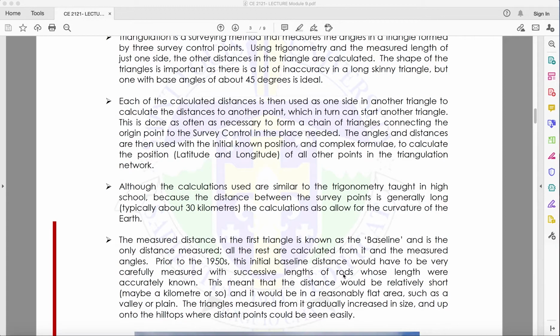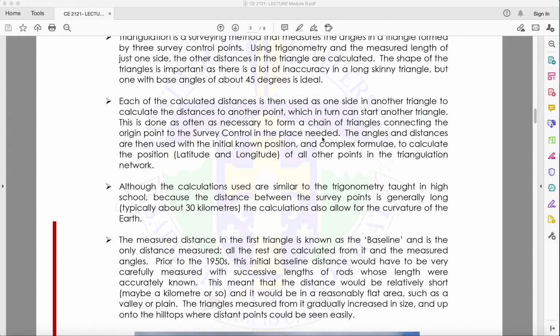Okay, so each of the calculated distances is then used as one side in another triangle to calculate the distances to another point, which in turn can start another triangle. So this is done as often as necessary to form a chain of triangles connecting the origin points to the survey control needed. So it is a chain of triangles.